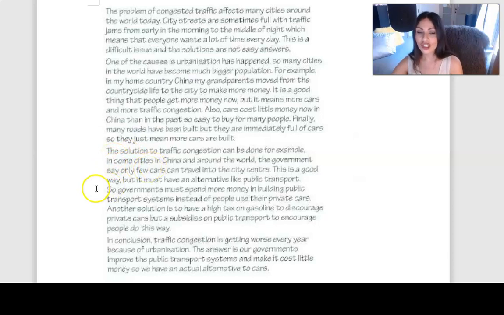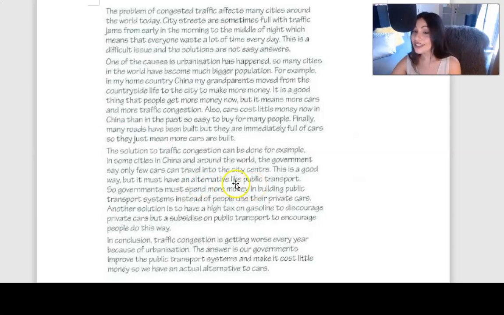The solution to traffic congestion can be done. For example, in some cities in China and around the world, the government say only a few cars can travel into the city centre. The government says, really, as an entity, a singular entity. This is a good way, but it must have an alternative. There should be an alternative, or there could be an alternative, or I would suggest an alternative.